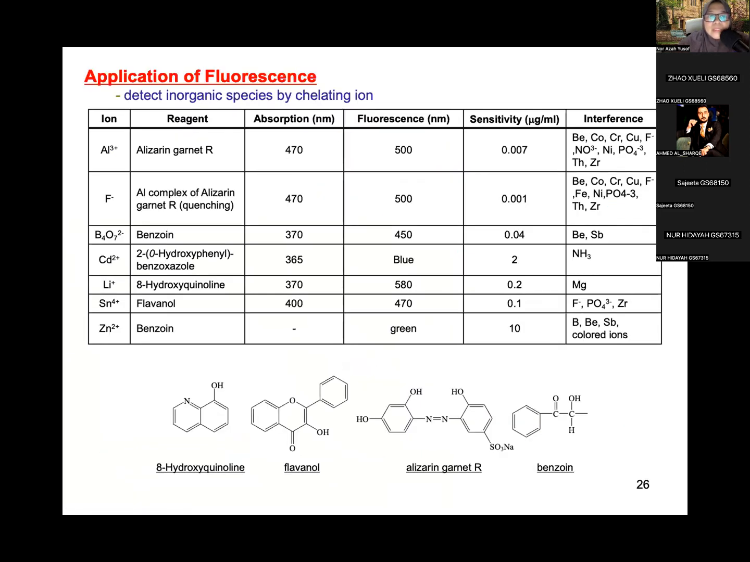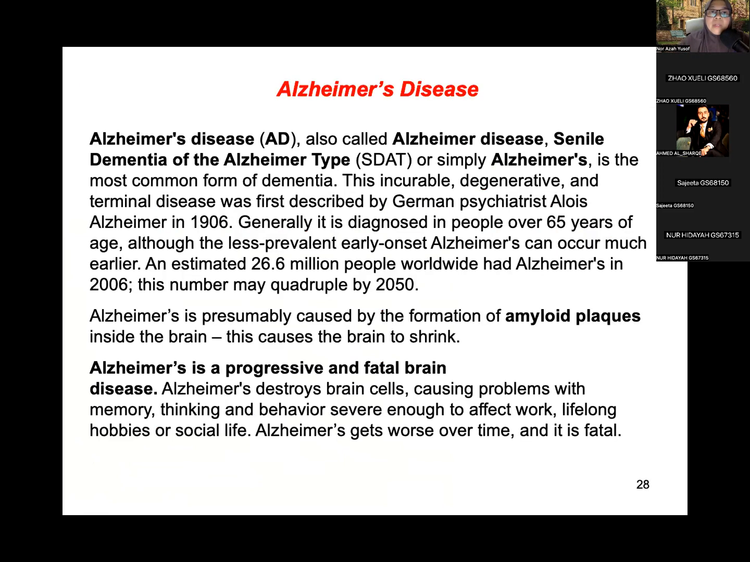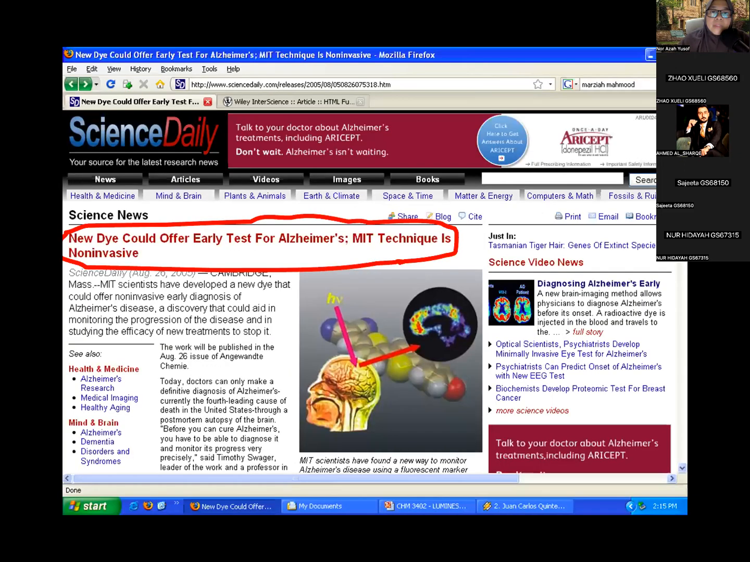So these are examples of fluorescence and absorption. This is the same compound, for example alizarin, run by UV spectrophotometer, and this is run by fluorescent spectrophotometer. And usually the spectrum is higher; the emission spectrum of fluorescence is higher.